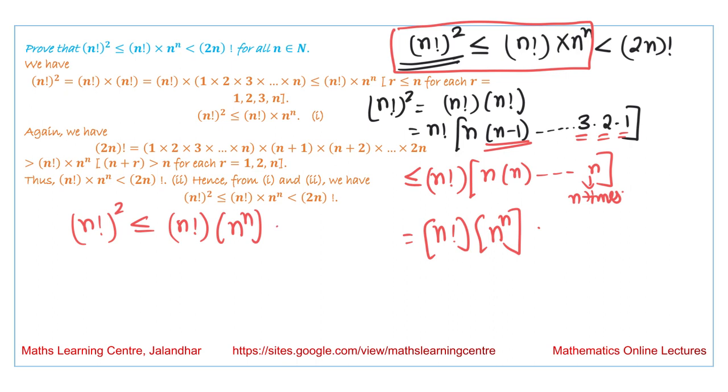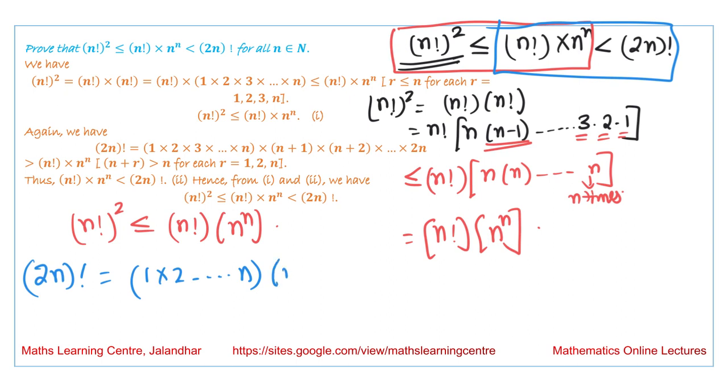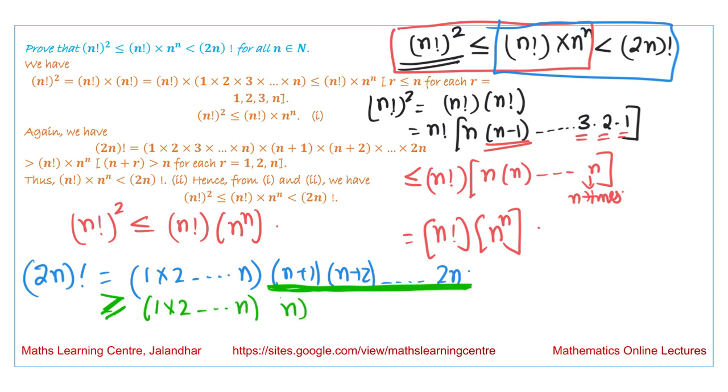Now to prove the second part, we are talking about this inequality. We are starting with the term 2n factorial. The value of 2n factorial is 1 into 2, and so on up to n, into n plus 1 into n plus 2, and so on up to 2n. Now look at this portion. All these values are greater than n. So this term is greater than or equal to 1 into 2, and so on up to n, into n and so on up to n.